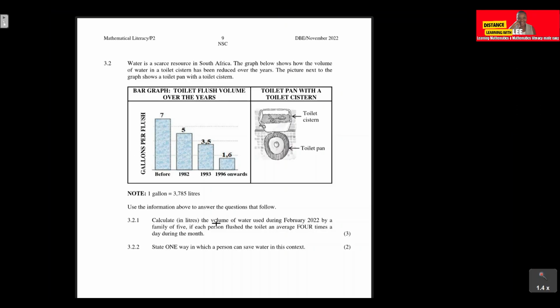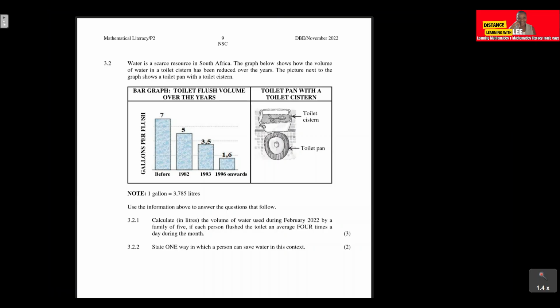What does this mean? How can I interpret this graph and turn it into an equation that I can further use to help me convert a flush to gallons? Okay, so what does this mean? If they say gallons per flush, let's just use this first bar to help us explain this concept.